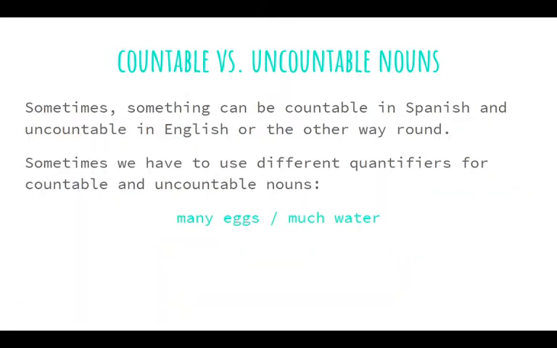And sometimes, just to remind you, it is possible to find things that are countable in Spanish and uncountable in English, or the other way around. The other way around, al revés. So most of the time they are the same, but there are exceptions. And we are studying this because in the case of some quantifiers like many and much, we use one for countable nouns, many eggs, and the other one for uncountable nouns, much water, for example. And now let's have a look at some quantifiers.